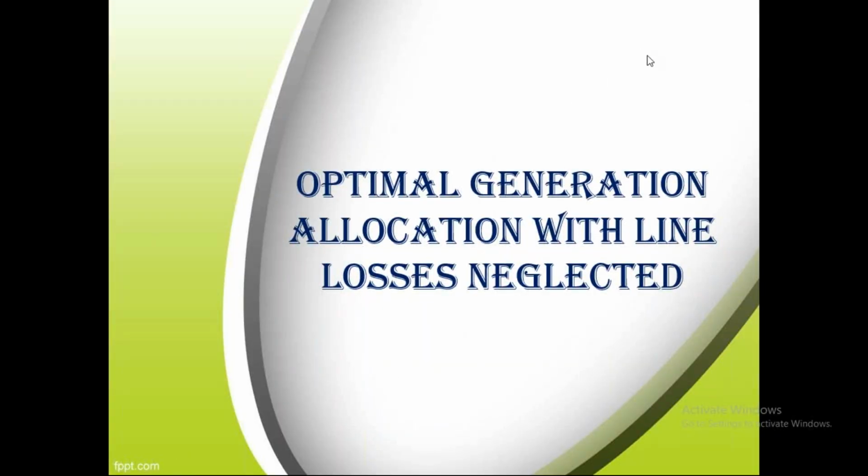So this is the topic we are going to discuss in today's class: optimal generation allocation with line losses neglected. Last class we derived an equation, that is, how we can schedule the load among the units, and what we have to consider from the cost point of view. The same thing here also. This is the second method. The problems we did last class, we can do using this method. Now we'll see the second problem that we discussed in last class.